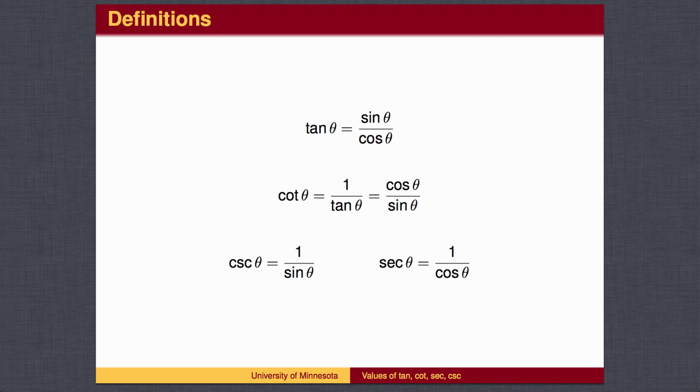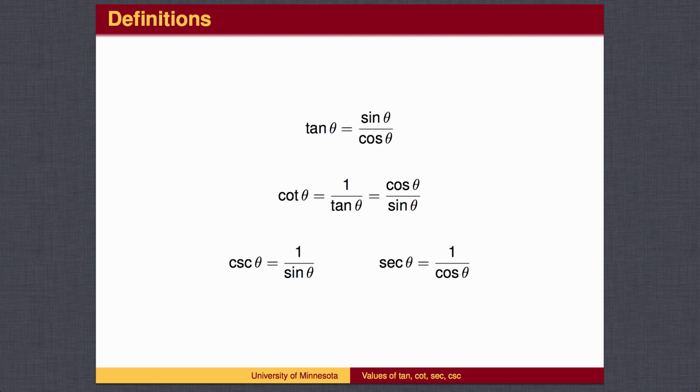First, using the functions sine and cosine, we will define the other 4 trig functions. The tangent is defined as the sine divided by the cosine. The other 3 functions are reciprocals. The cotangent is the reciprocal of the tangent. The cosecant, abbreviated CSC, is the reciprocal of the sine, and the secant is the reciprocal of the cosine.